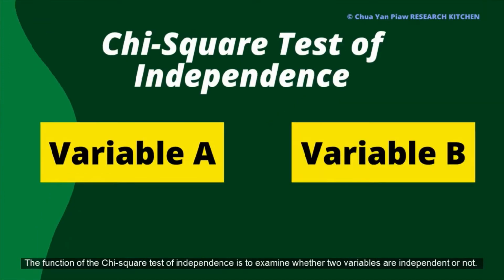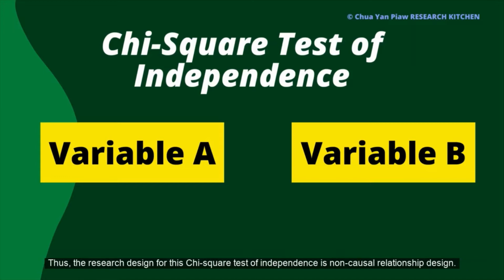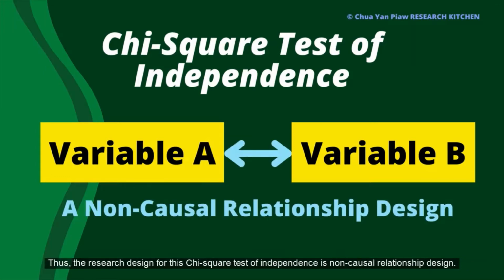The function of the chi-square test of independence is to examine whether two variables are independent or not. The chi-square test can only tell us whether two variables are related to one another. It does not imply which variable is an independent variable and which one is the dependent variable. Thus, the research design for this chi-square test of independence is non-causal relationship design.